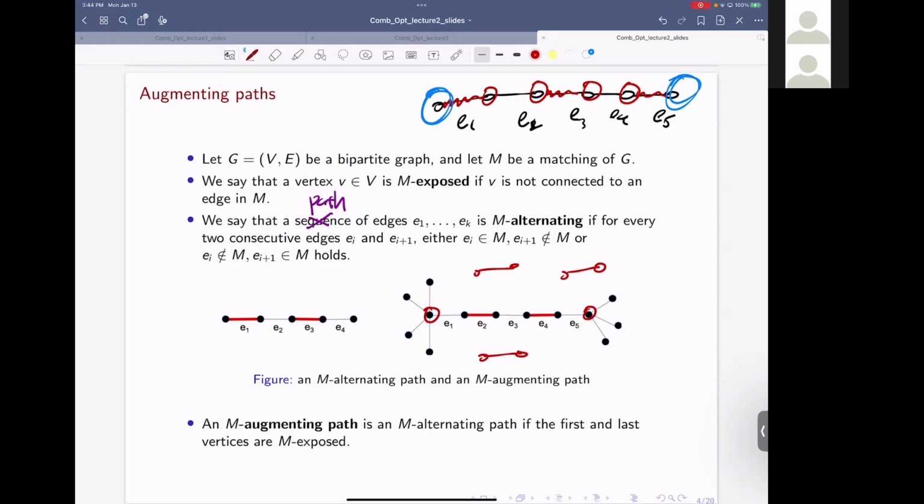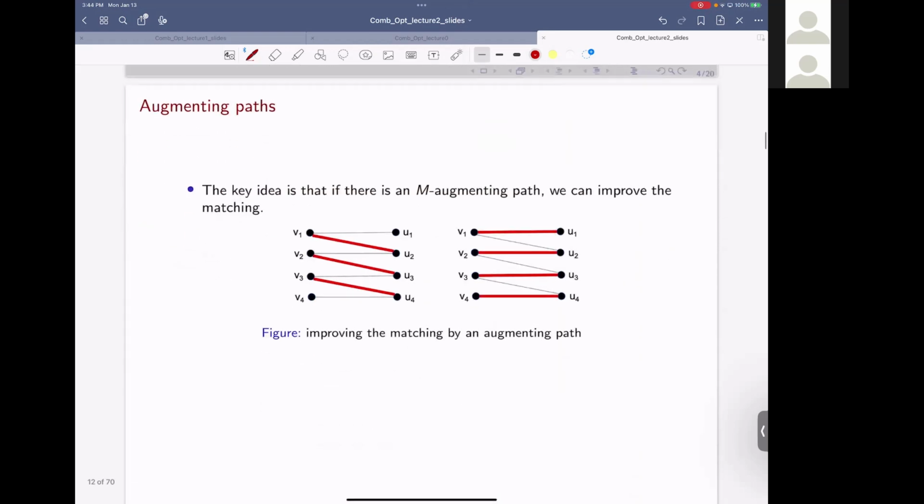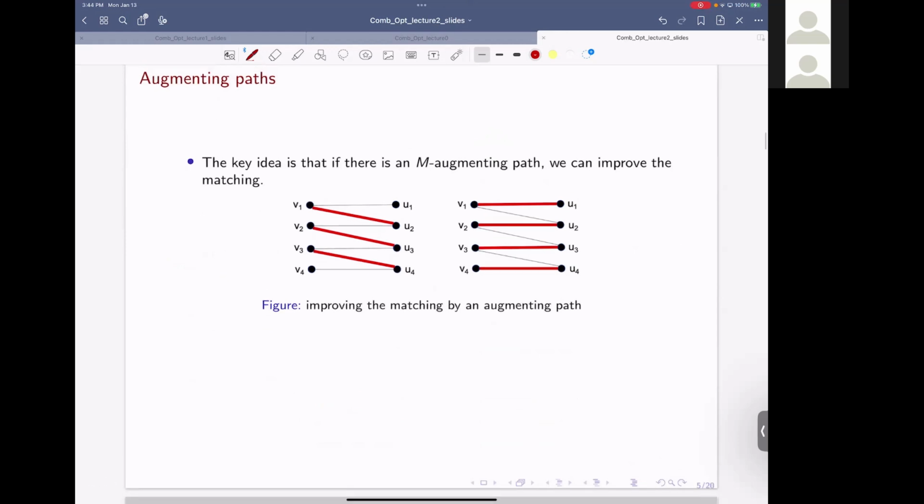So let's look at a more concrete example. I have a bipartite graph, and U1 and V4 are M exposed vertices. If you go from U1 to V1 and all the way up to V4, this is an alternating path.